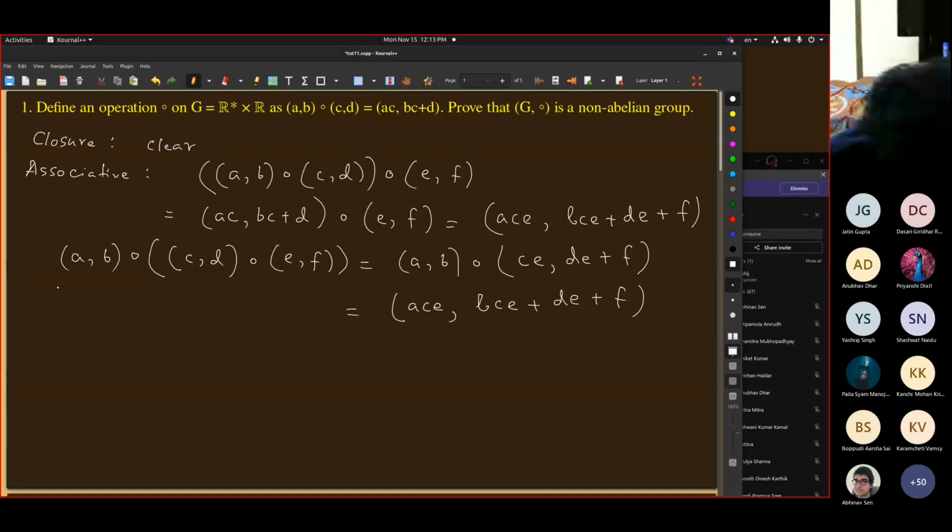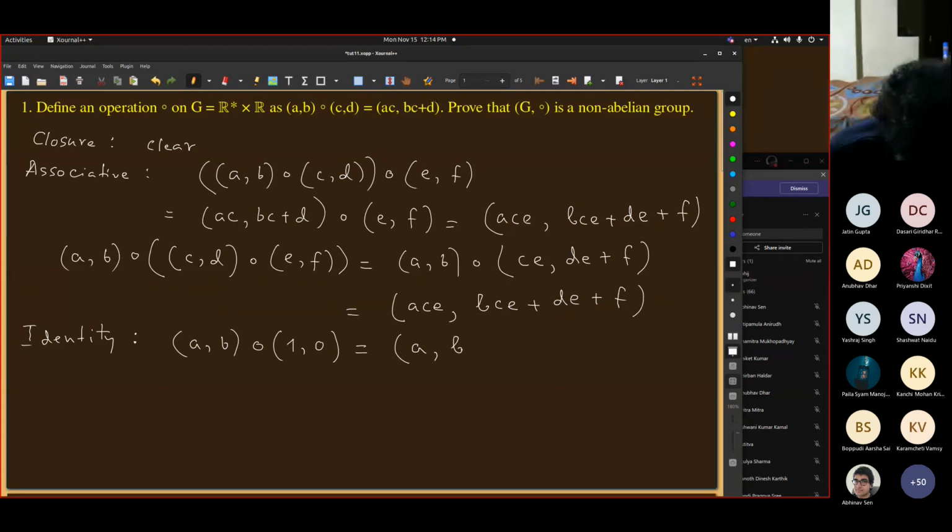Then identity. What is the identity in this group? (1, 0). Let us see. (A, B) operation (1, 0) will become A times 1, A, and B times 1 plus 0, B. And (1, 0) composed with (A, B): this operation will be 1 times A, so this is A, and 0 times A plus B, so that is B. So (1, 0) is the identity.